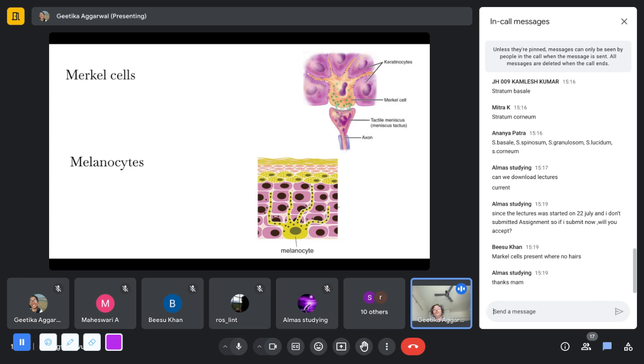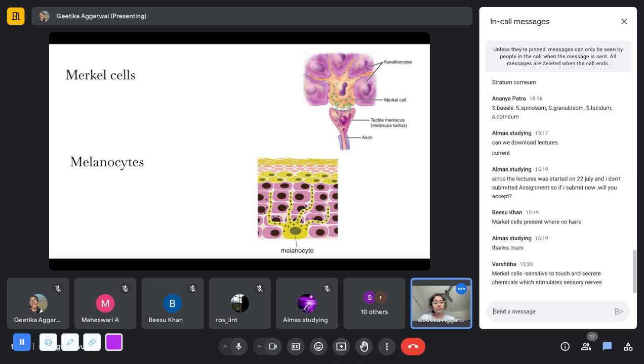Anyone? What do Merkel cells do? They're sensitive to touch and they secrete chemicals which stimulate sensory nerves. Very correct, Varshita. Sorry, and they're present in areas with less hair, as one of you said, and they're sensitive to touch and secrete neurotransmitters to signal the nerve endings. So both of you are correct.